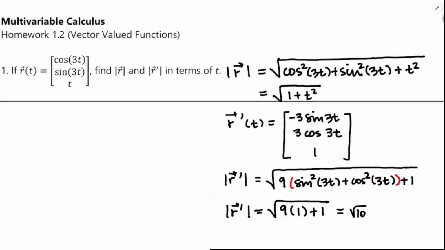Right, then if you take r prime, you'd get negative 3 sine of 3t, 3 cosine of 3t, and 1. And if I went to take the length of that using the same formula, square root of x component squared plus y component squared plus z component squared, I'd have 9 sine squared 3t plus 9 cosine squared 3t, and I could factor out that 9, and I'd still have the plus 1. Okay, so that would be the square root of 9 times 1 plus 1, which is the square root of 10.